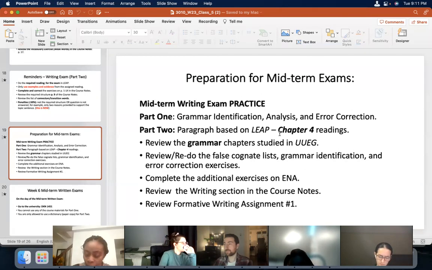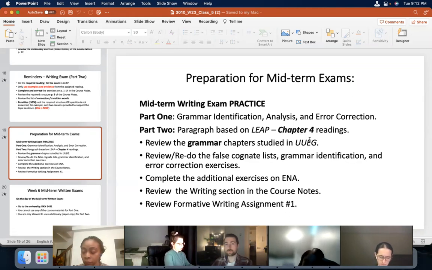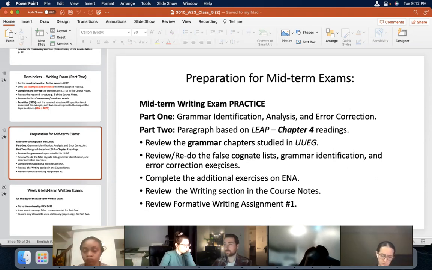Chapter 4. What's the topic of chapter 4? Marketing. So your writing exam is going to be on marketing. And you already read chapter 4, reading 1, reading 2, and reading 3. You have to read all 3 readings. And you have to review the grammar studied in your grammar book. You have to rewrite, redo the false cognate list, the grammar identification, and the error correction exercises.